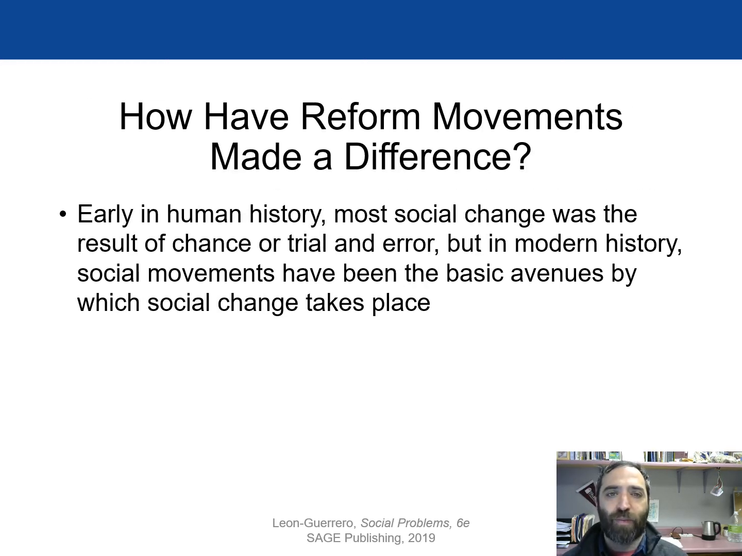How have reform movements made a difference? So early in human history, most social change was a result of trial and error. Let's say all the men go off hunting or to war, and the women stay home and all the men get killed. And so you're going to have a situation where the traditional leaders in a patriarchal society, the men, have all died.